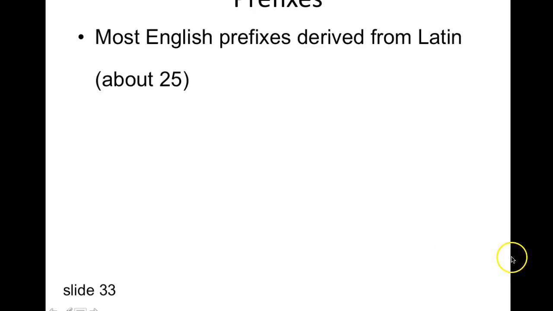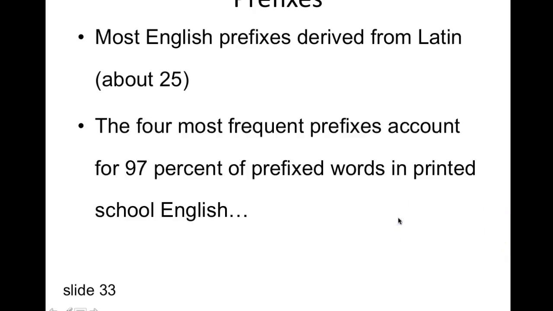Most English prefixes are derived from Latin. There are about 25 of them to be exact. The 4 most frequent prefixes account for 97% of words that have a prefix that are printed in English today.